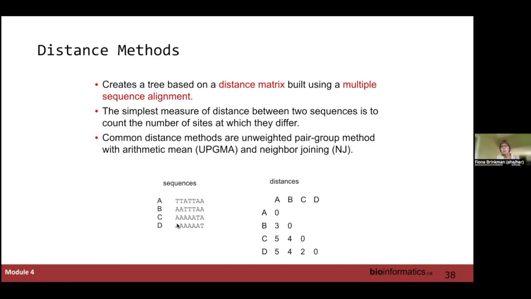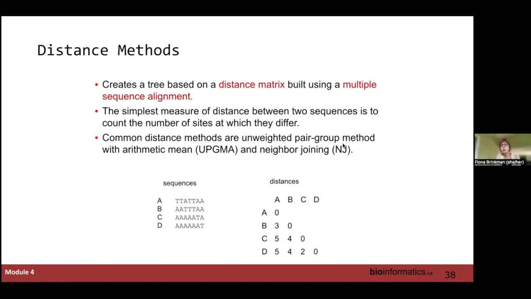Basically, for example, here's a bunch of sequences, A, B, C, and D. We can literally just count how many differences there are here. Between D and C, you can see D is here and C is here, and it has two changes showing up there. If you look at A and D, it's got a lot more changes. If you count up those differences, it's 5. This is the most simplistic way to look at it, basically the unweighted pair group method with arithmetic mean.